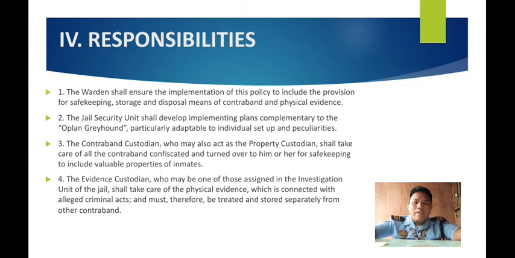Then 4, the evidence custodian, who may be one of those assigned in the investigation unit of the jail, shall take care of the physical evidence which is connected with alleged criminal acts and must therefore be treated and stored separately from other contraband. So this is the responsibility of our warden, our jail officer inside the jail or in the prison.